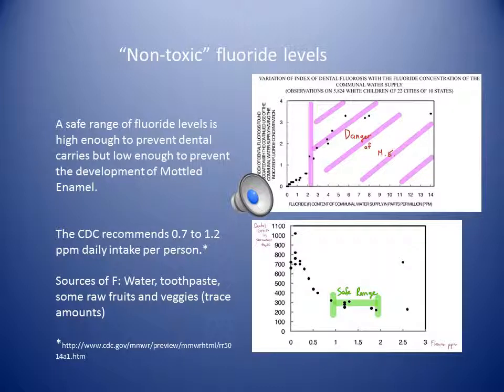A crucial balance must be struck between enough fluoride intake to prevent dental caries, which appears to be in the range of greater than 1 part per million fluoride, while also preventing fluoride toxicity, also known as mottled enamel, also known as dental fluorosis, which seems to occur at concentrations greater than 2 parts per million fluoride. The CDC recommends daily fluoride intake between 0.7 to 1.2 parts per million, depending on the average maximum daily air temperature in the region.